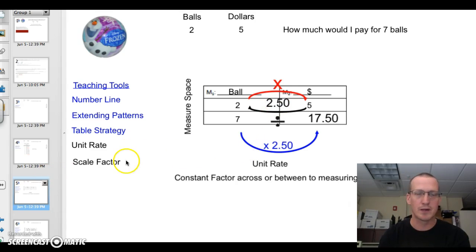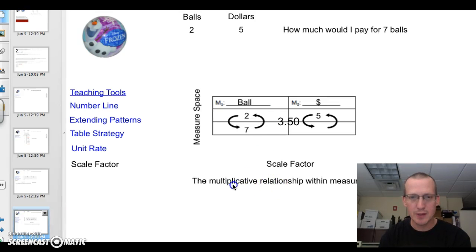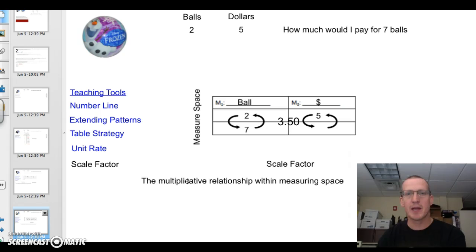The next one that we're going to look at is scale factor. And scale factor is the multiplicative relationship within a measuring space. So we're looking at balls. Since we have the 2 and the 7, 2 balls equal $5, 7 balls would equal how much? We want to look at what is the relationship of these numbers, the multiplicative relationship of these numbers. So if I take 2 times what equals 7, or 7 divided by 2, I can come up with an answer, and that's 3.50, which is right here. I can do the same thing over here. 5 times 3.50 would give me my 17.50, and that's that multiplicative relationship, and that's your scale factor.